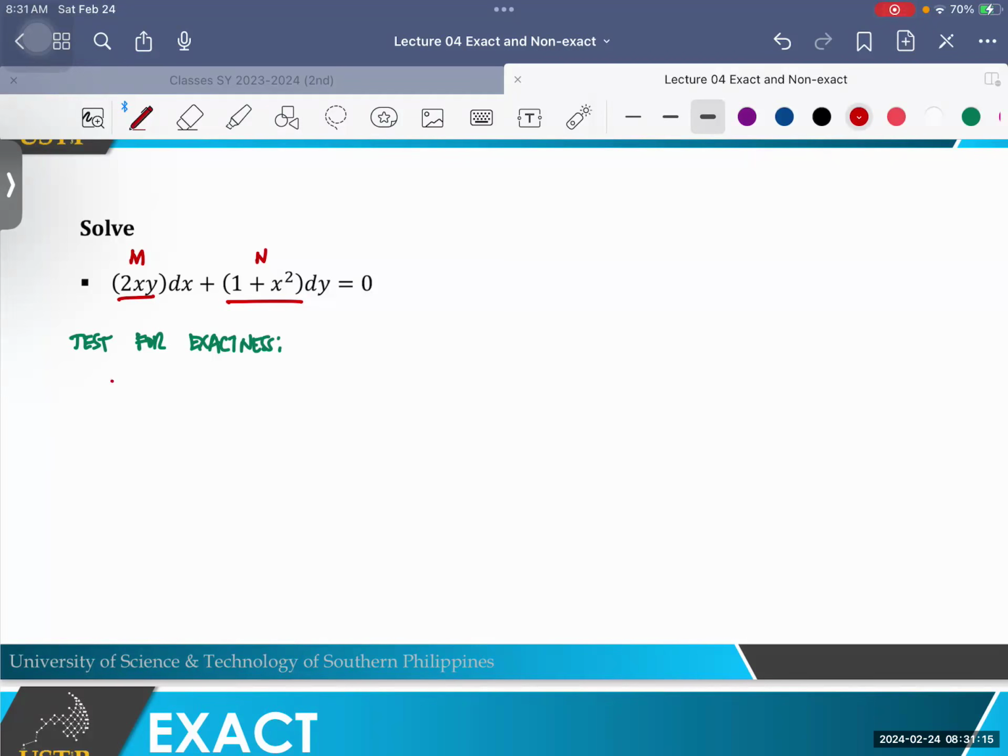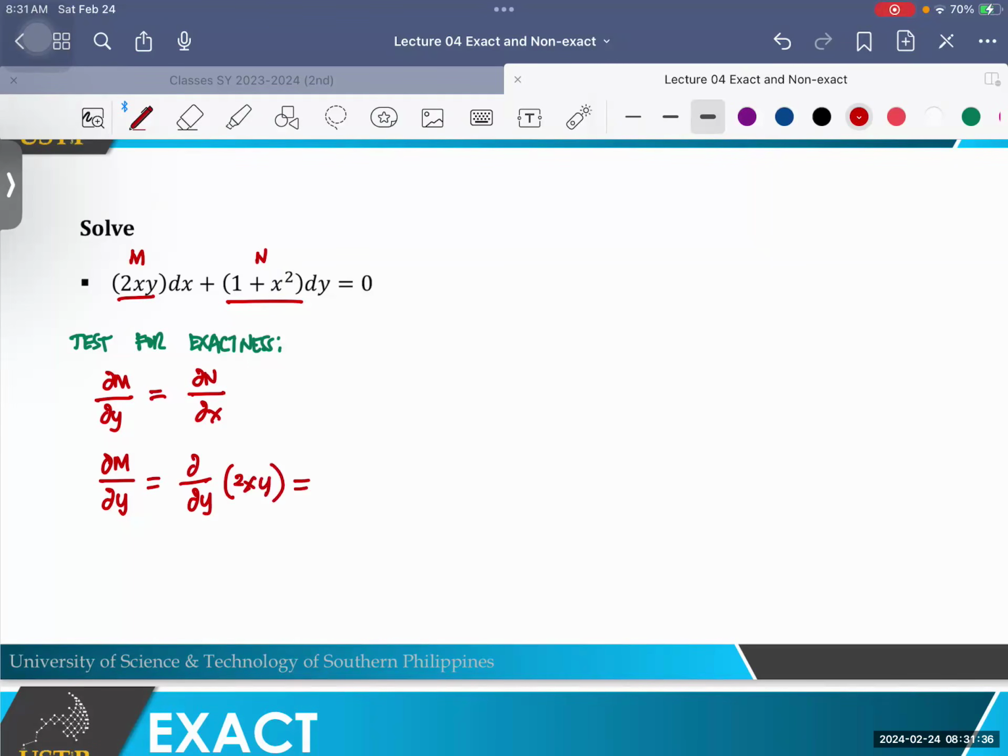Okay, so the partial derivative of m with respect to y must be equal to your partial derivative of n with respect to x. So we begin with the partial derivative of m with respect to y, class. That is, the m here is 2xy.